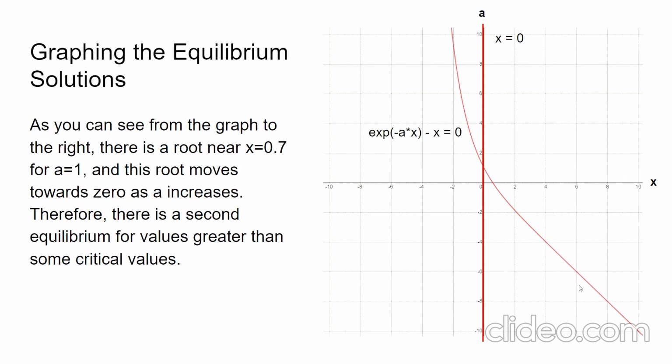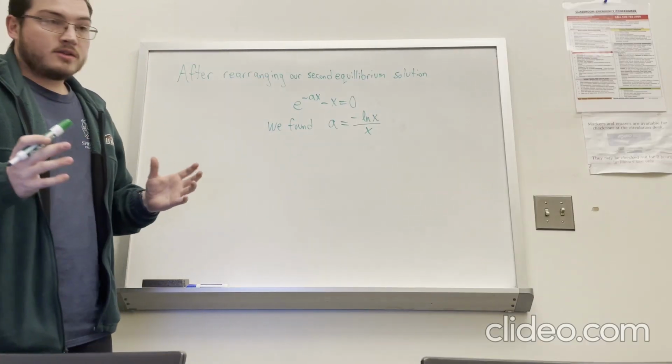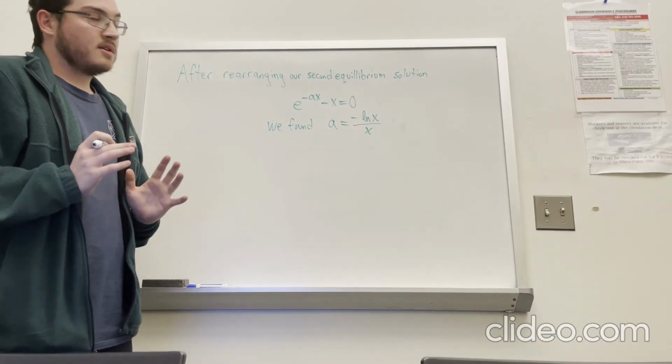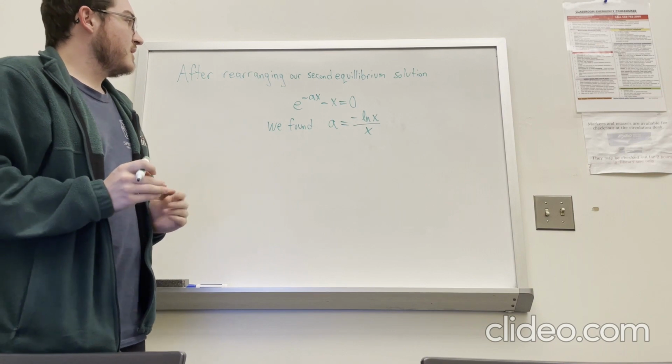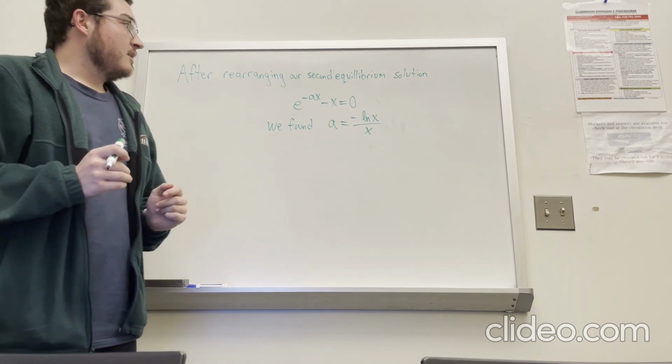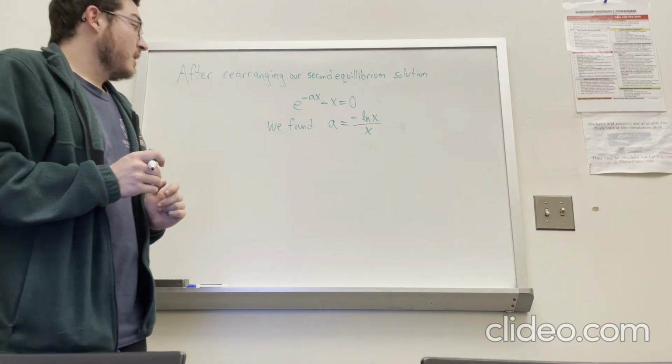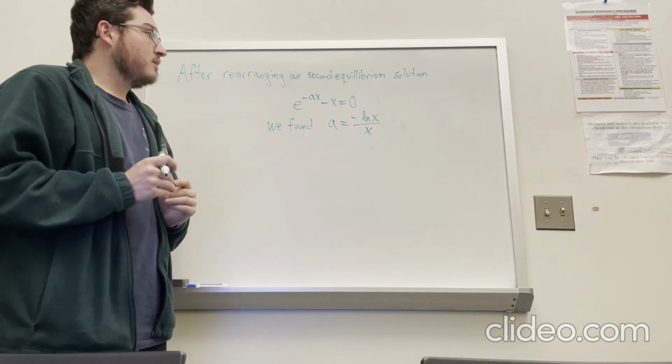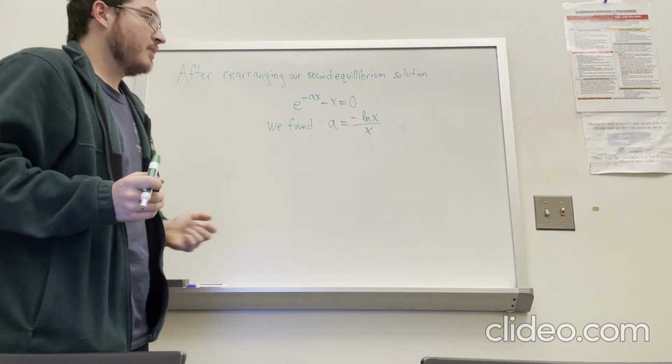Therefore, we can see that there is a second equilibrium for values greater than some critical value on our graph. Okay, so now that we have rearranged our second equilibrium solution, e to the negative ax minus x equals 0, we found that a is equal to the negative natural log of x divided by x.